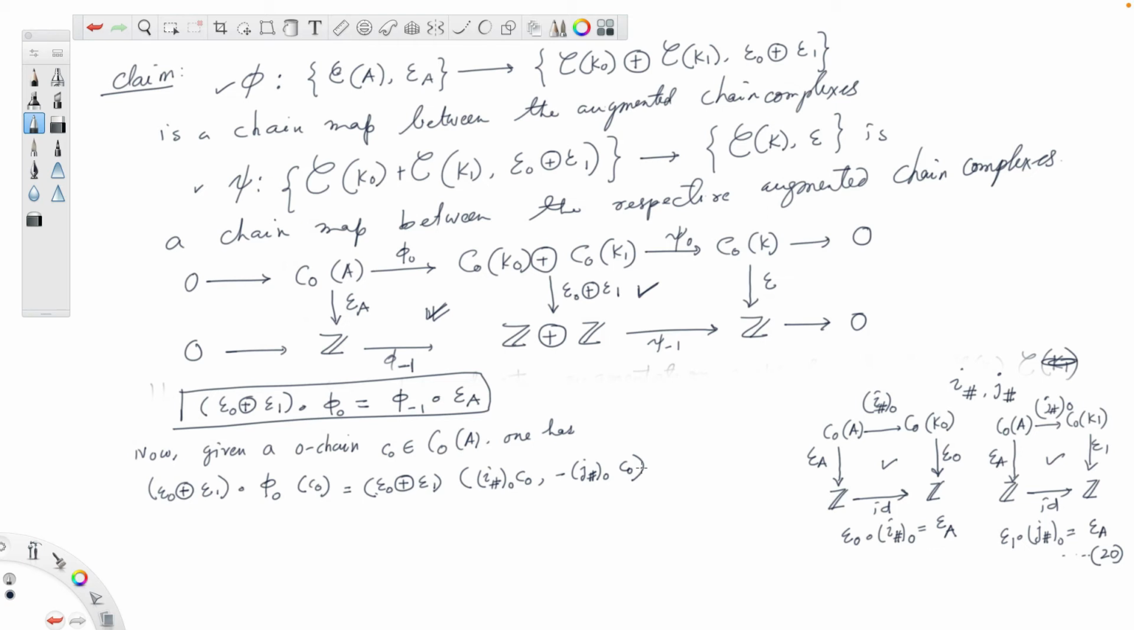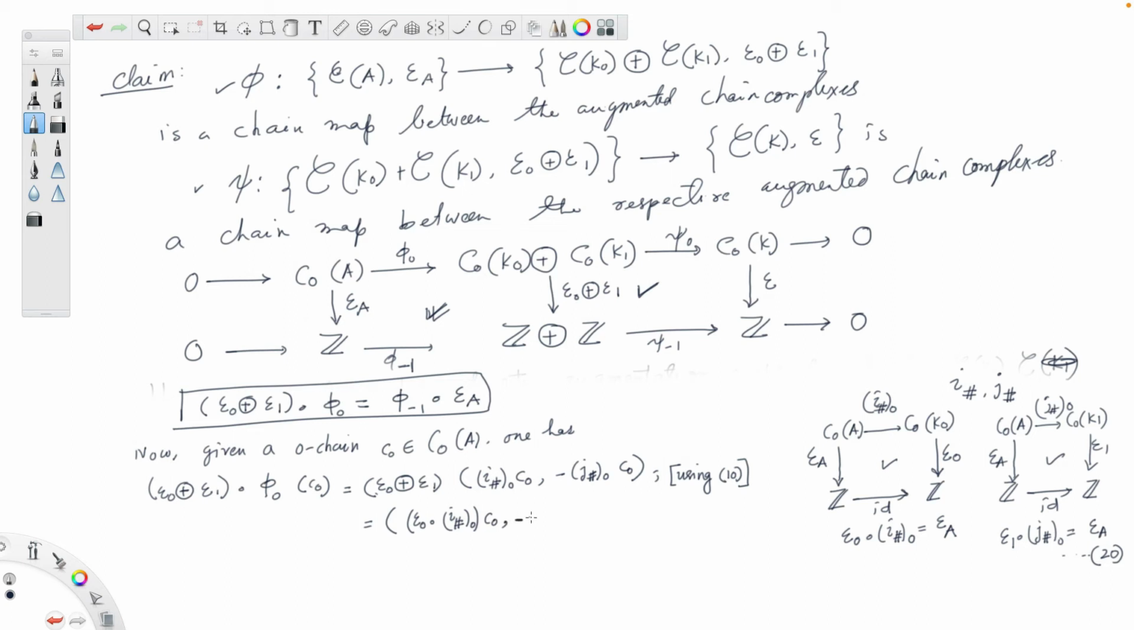Okay, and this is using equation 10, which is the definition of phi p. And then epsilon 0 hits the first component only, and epsilon 1 hits the second component only. So this gives us epsilon 0 composed with I hash at 0, and this composed map acts on C0.